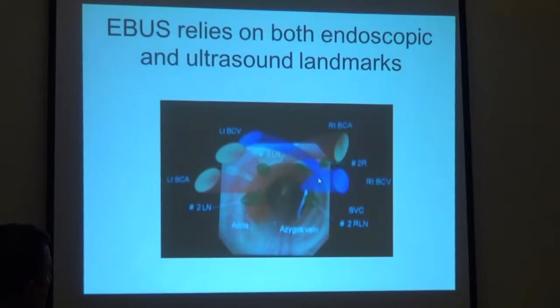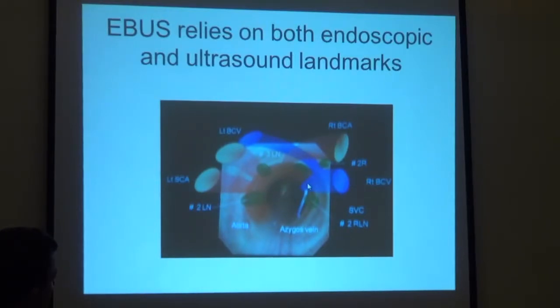So before they join to form the SVC, and on top of the aortic arch, you're dealing with the N2 upper stations. This is 2R, and this is 2L. And if it's here, you're still 2R. And this is where you actually switch to 2L.